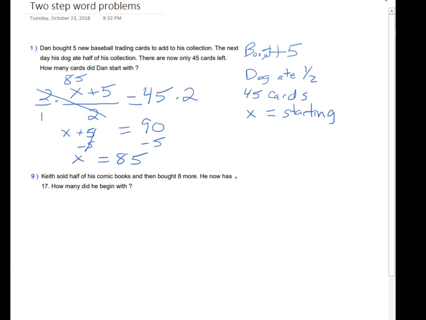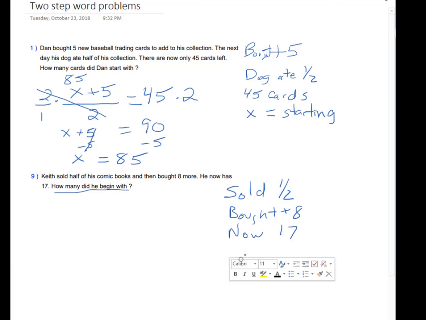Let's do another one. Keith sold half of his comic books and then bought 8 more. He now has 17. How many to begin with? So again, he sold half, and then he bought 8, so that's adding 8, right? And he now has 17, so now he has a total of 17, and our variable is how many did he begin with? So let's use B this time, the beginning.